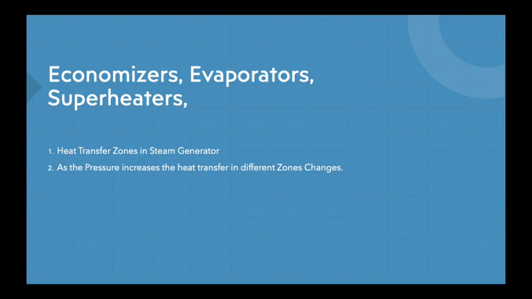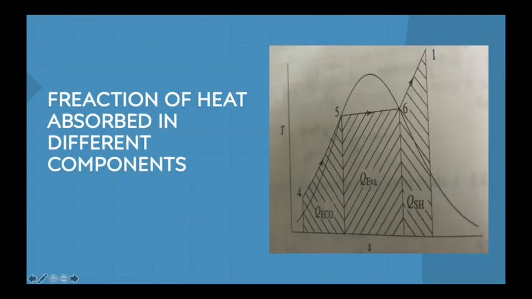So, if my temperature is increasing, that heat must be a sensible heat, and if my phase is changing, that heat must be a latent heat. Now the diagram represents the heat given in the boiler in different regions. The part 4 to 5 represents the economizer, the part 5 to 6 represents the evaporator, and part 6 to 1 represents the superheater.